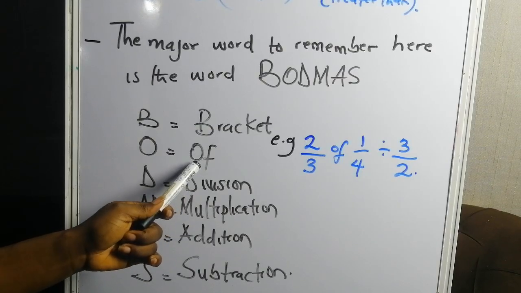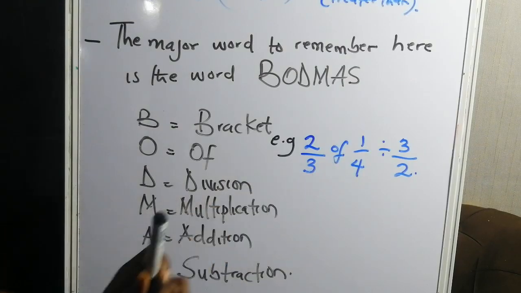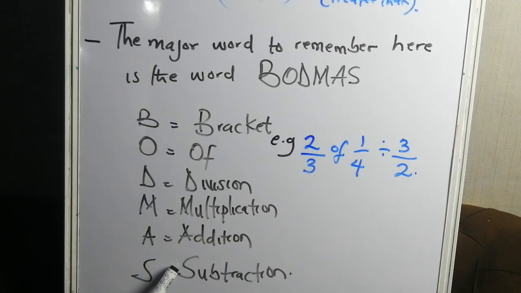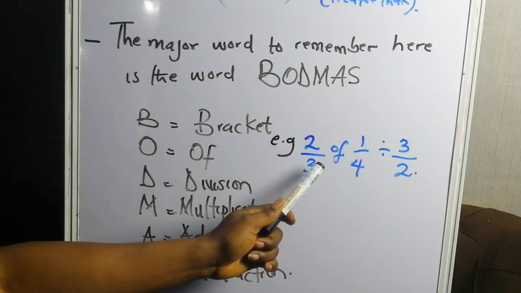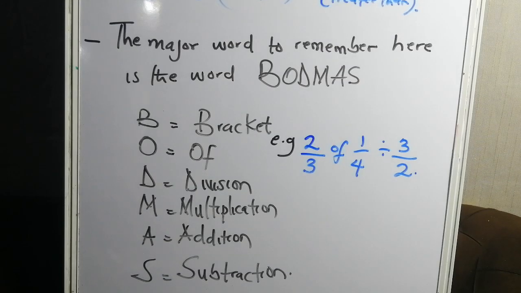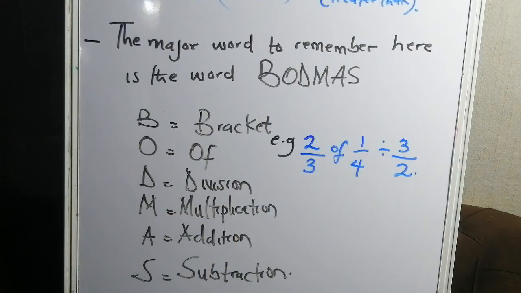So what do you need to do? You need to remove this of first, before you move to division. You must solve the question based on this order. It's very simple, but you can easily miss it. So 2 over 3 of 1 over 4, what do you need to do? Remove the of. The question you ask yourself: what is the meaning of of? You just change it to times. That's the meaning. Then when you remove the of, solve it first. After you solve the of, then you move to the next one.